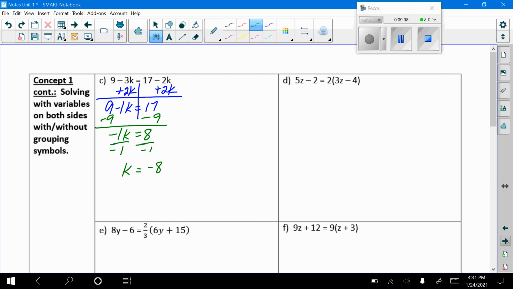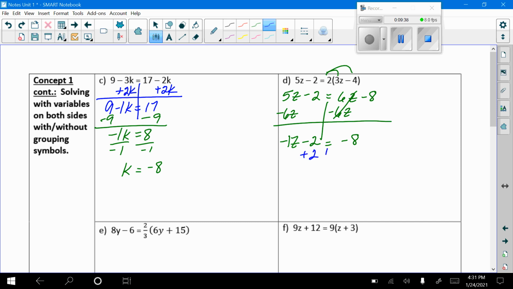D, we're going to start in with step 1, distribute. So we have a distributive property. So 5z minus 2 is equal to 6z minus 2 times negative 4 is negative 8. Line down the middle, move your variables. So negative 6z, or subtract 6z. I'm left with negative 1z minus 2 is equal to negative 8.